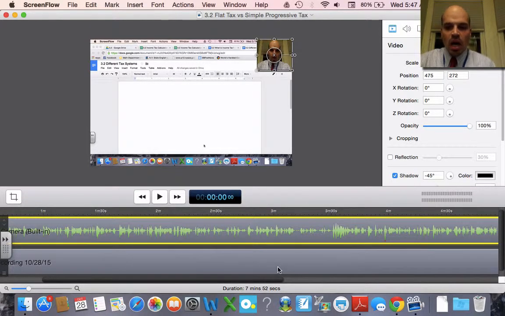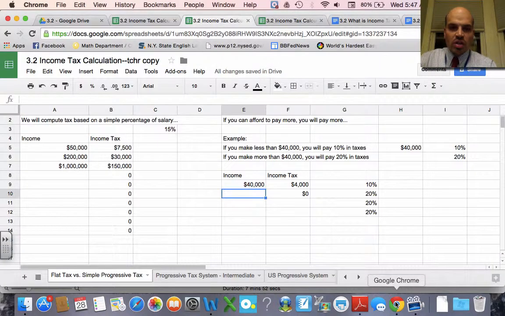Okay, so we just talked about having a flat tax versus a progressive tax system. There's a little bit of a problem with the progressive tax system that we just developed, and you may not realize it until we actually look at something for a second.